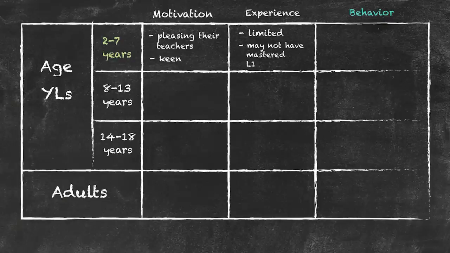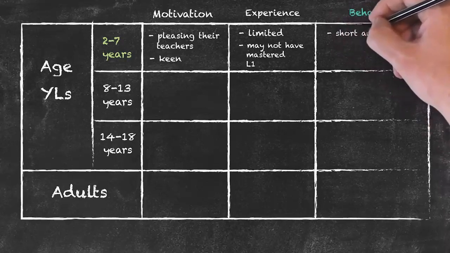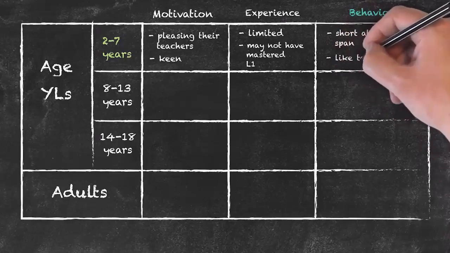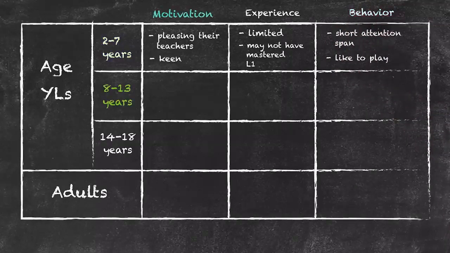What types of behavioural conditions do they bring to the classroom? Well, obviously at that very young age, they have a short attention span, but they do have a great sense of fun and they do like to play. Let's run through now for the 8 to 13-year-olds and what type of motivations do they bring to the classroom.